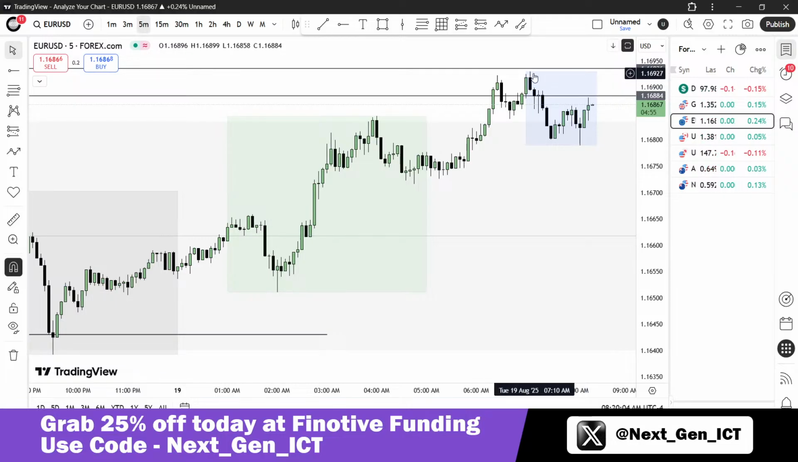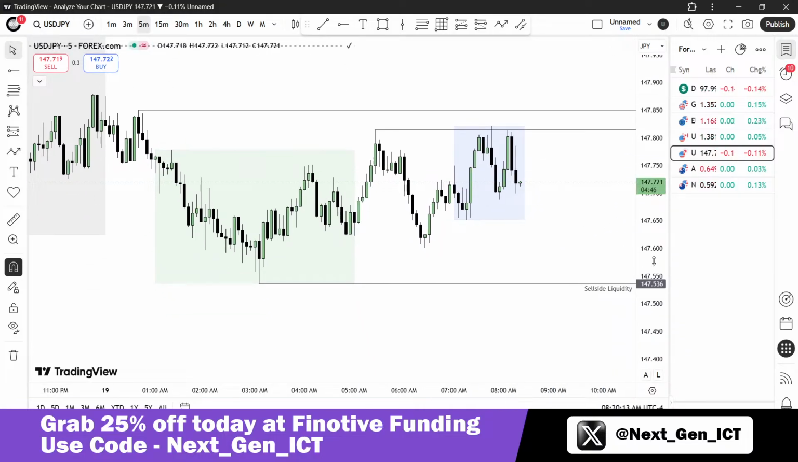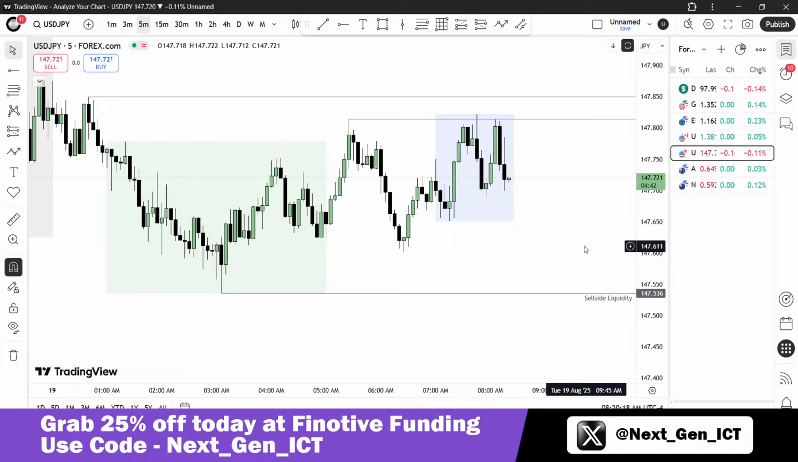Okay, if this high gets taken, then price is probably going to continue higher. That's for sure. And trust me, I'm bearish on USD pairs that start with USD first. EUR/USD is consolidating on the daily time frame. Yeah, bro, right.